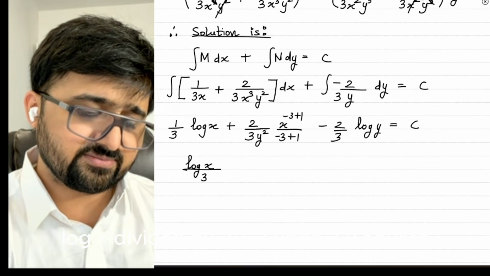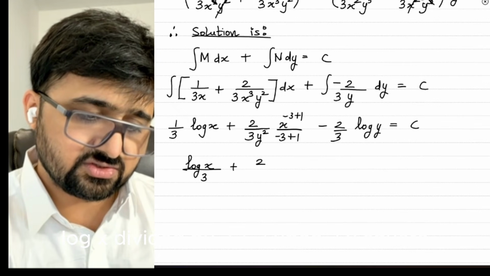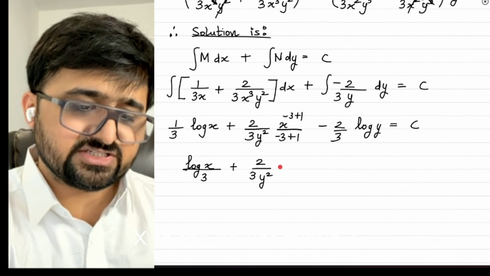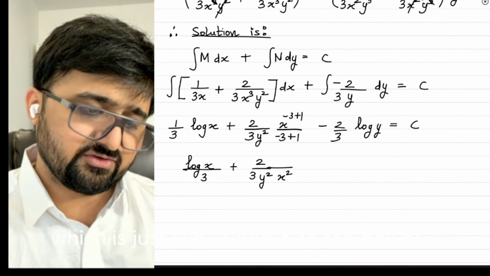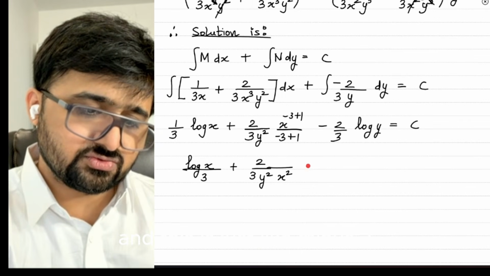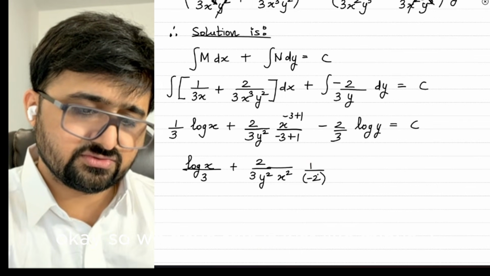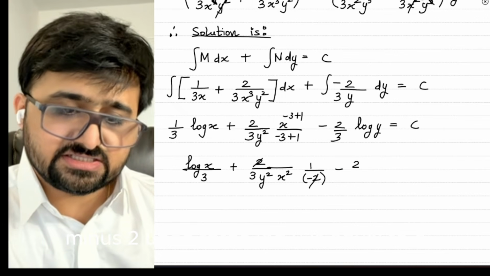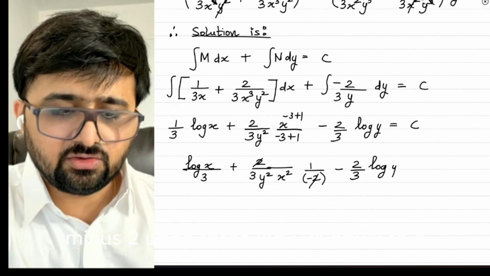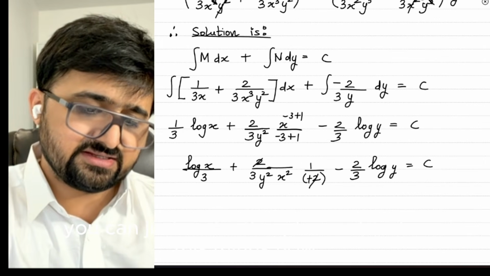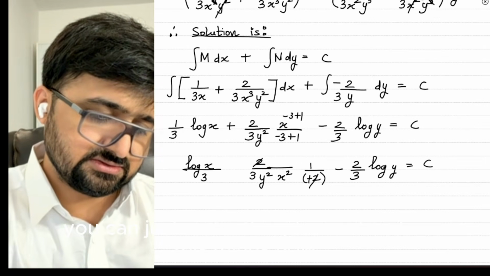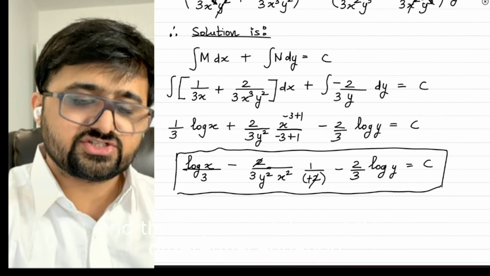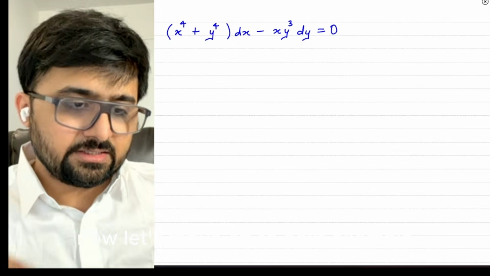Log x divided by 3 plus 2 upon 3 y square, x to the power minus 2, which is just like 1 upon x to the power 2. And this is just like minus 2. So we have just like minus 2, like this, minus 2 upon 3 log y is equal to c. You can just make this plus and make this minus now, and that's your solution of the differential equation. I hope that makes sense. Now let's move on to the next example.